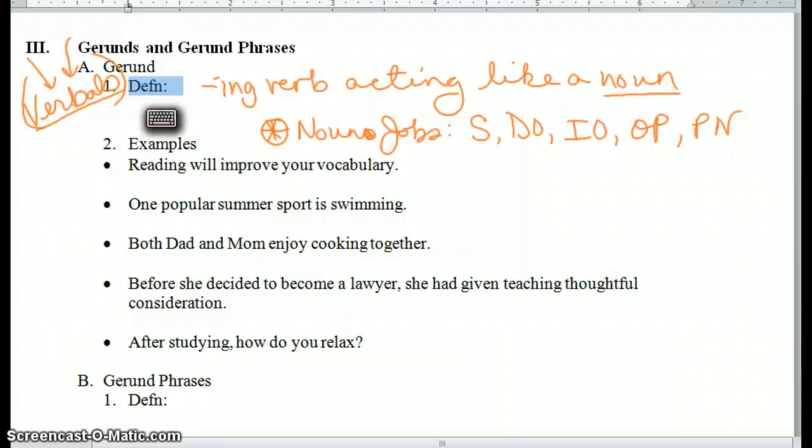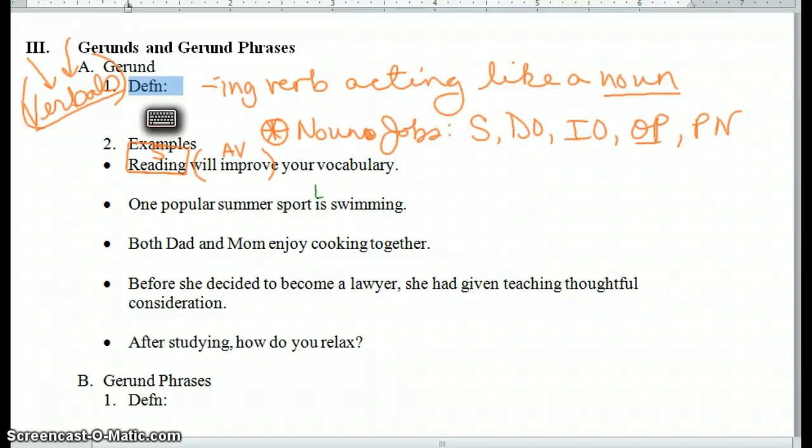So again, I still always recommend finding your simple subject and your simple verb first. Lightly cross off prep phrases because gerunds can be in them, especially since they can be the object of a preposition. So example 1, reading will improve your vocabulary. Well, will improve is my action verb. Who or what will improve? Reading. There's an ing verb acting like a subject. There's your gerund. So by going through that subject, verb, direct object, predicate nominative steps, you often will find your gerund and be done.